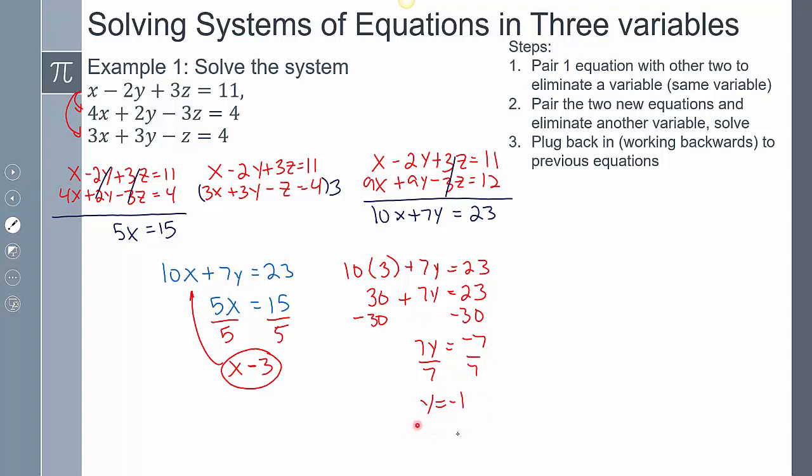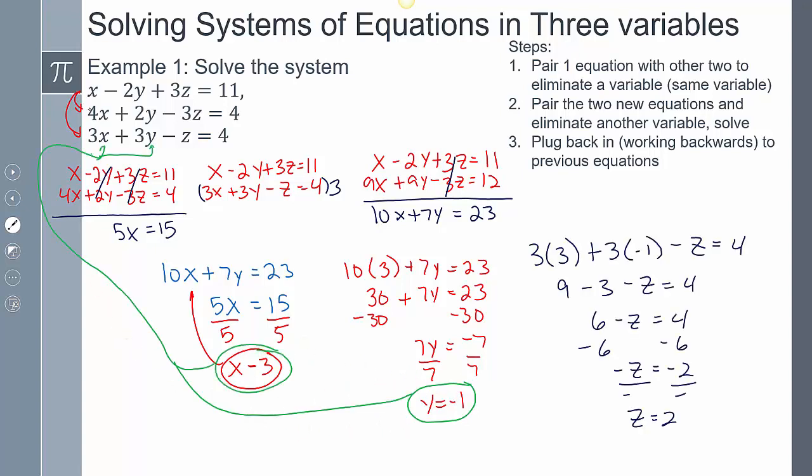Now I have to take both of these, and we're working backwards here, and plug them all the way back into one of the originals. I decided to use this equation here. So I get 3 times 3 plus 3 times negative 1 minus z equals 4. Simplify, that turns into 6 minus z equals 4. Subtract 6 on both sides, I get negative z equals negative 2. Divide both sides by negative 1, I get z equals 2. And so the solution is the ordered triple where x is 3, y is negative 1, and z is 2.